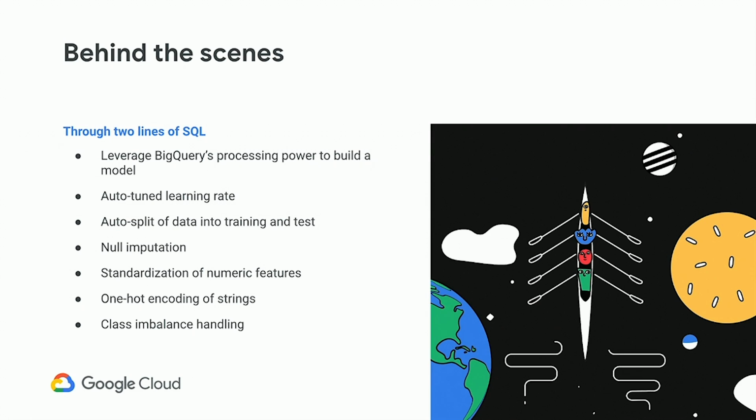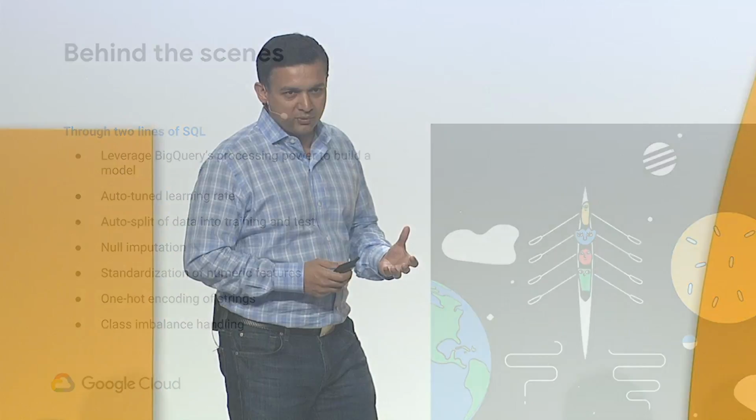Now, all of you who have tried machine learning know machine learning is not that simple. So what are the things that we do behind it to get you a good model from a simple SQL syntax? One, you don't have to worry about how big a cluster you need to provision. You just use BigQuery, and you're all set. We auto-split data into training and test, so your classification or regression models do not overfit. We standardize all numeric features, one-hot encode all strings.